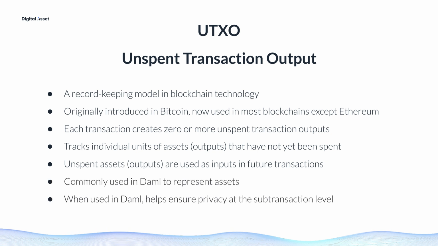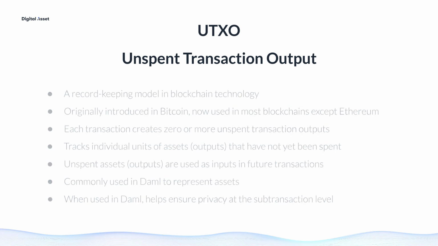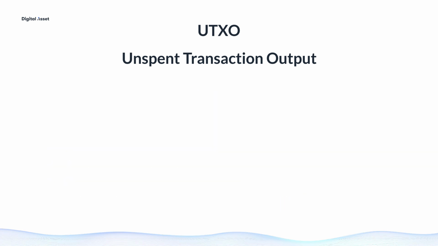The UTXO model is commonly used in DAML to represent assets, as implementing the model in DAML helps ensure privacy at the subtransaction level. Although the model is applied exclusively to digital coins or tokens, it is commonly represented using a physical wallet as an analogy.